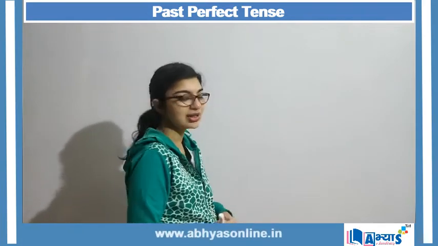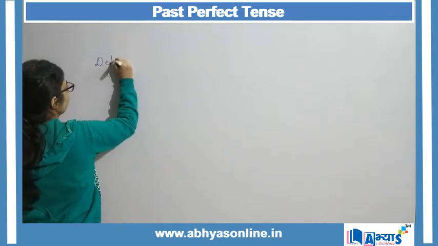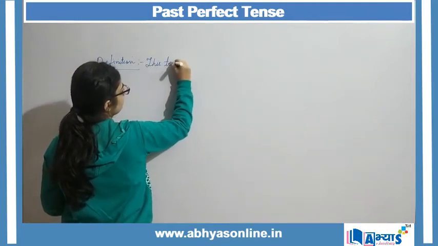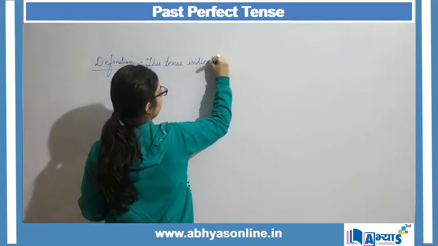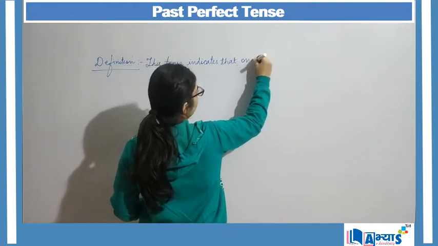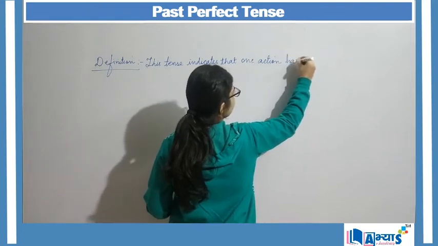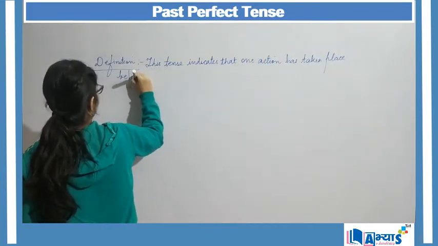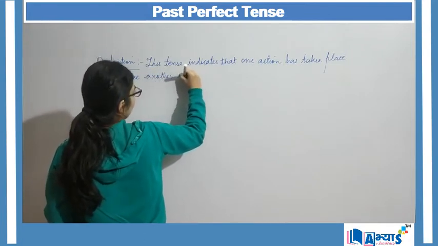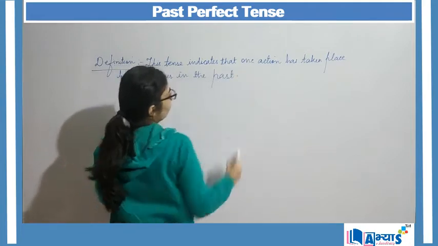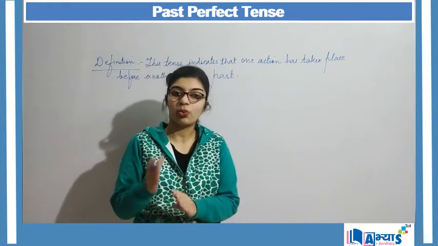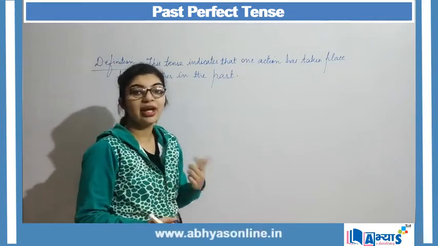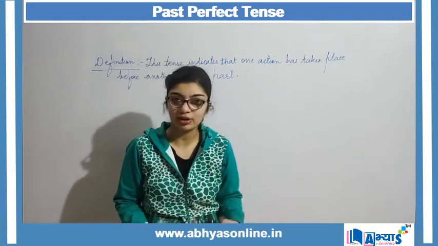So the definition of past perfect tense will be: this tense indicates that one action has taken place before another in the past, which means that both the actions have taken place in the past, but one action has taken place before the other. Now through this statement, another thing that I conclude is that past perfect tense is used to indicate the order in which the events have happened.